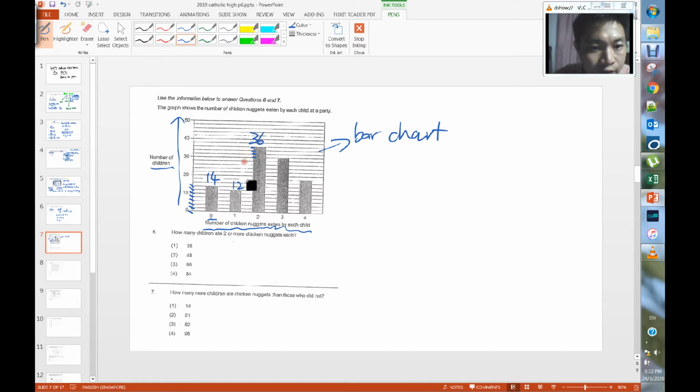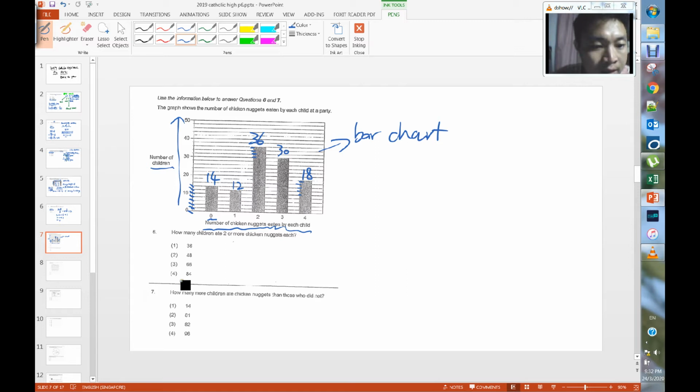So you have 36 children ate 2 chicken nuggets. And over here, if this is 30, you have 30 children who ate 3 chicken nuggets. And lastly, over here is 10. So you have 12, 14, 16, and 18. So you have 18 children who ate 4 chicken nuggets.